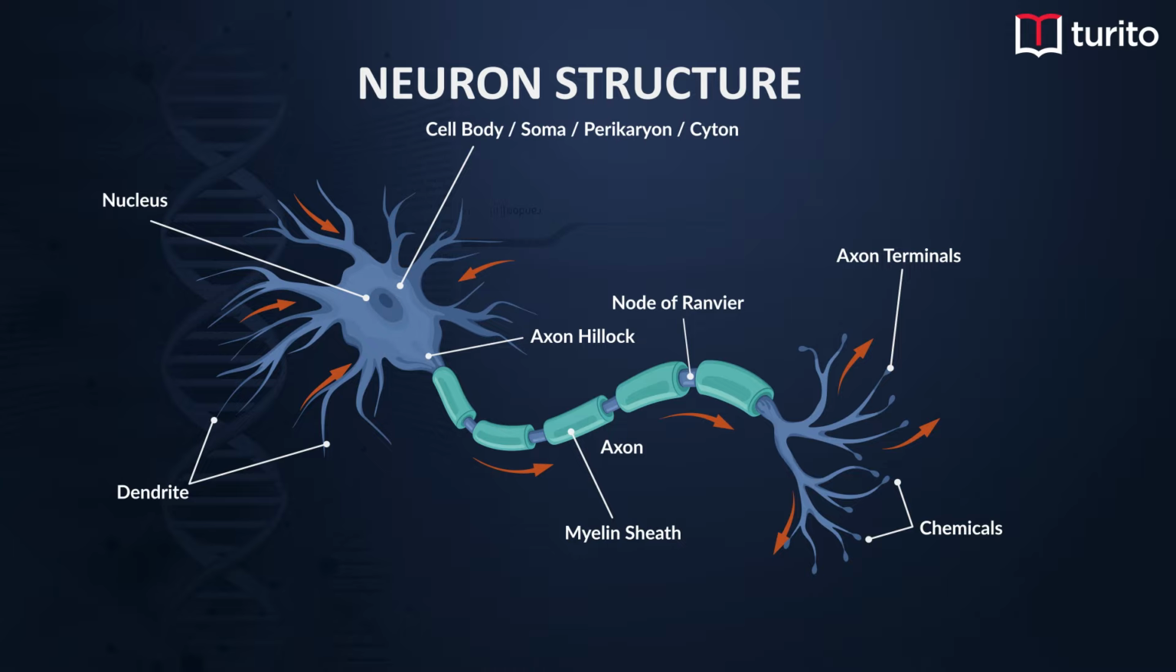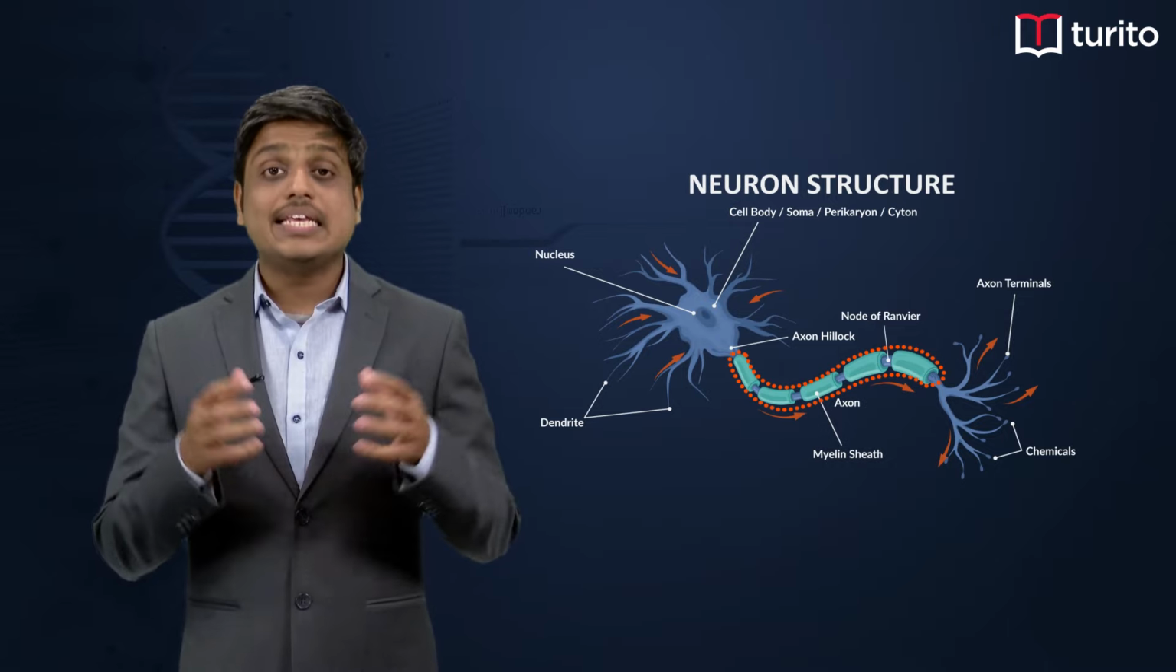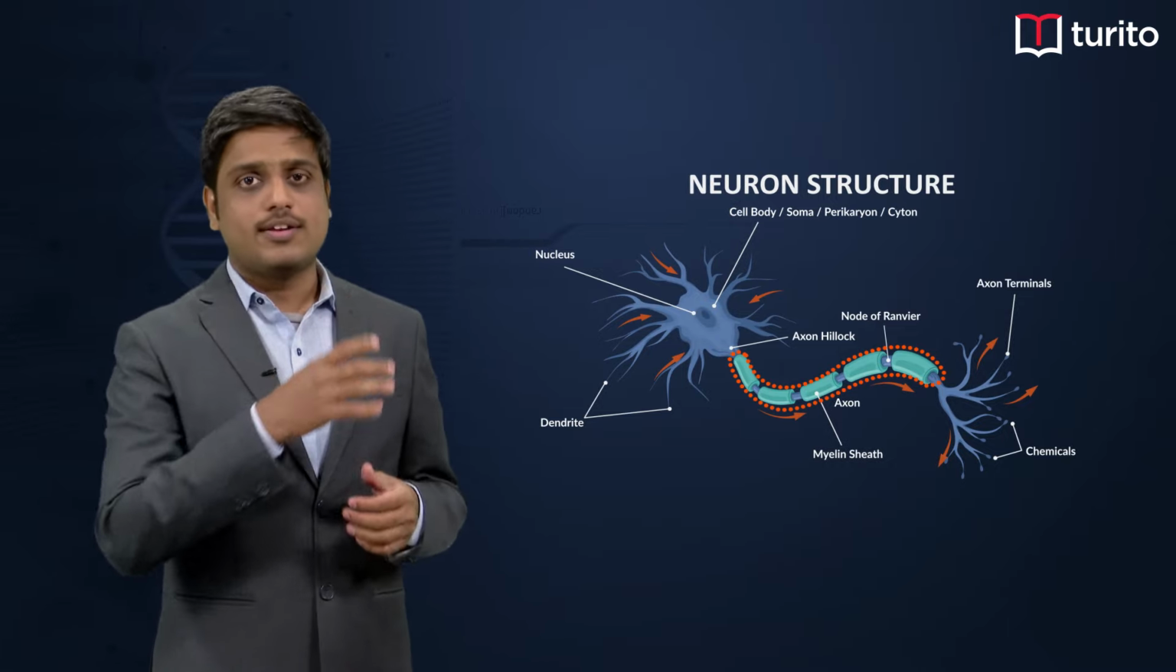And to talk more about the axon, the cell membrane of the axon is called as axolemma and the cytoplasm present inside the axon is called as axoplasm. So the axon helps in conducting the nerve impulse from the cyton to the next neuron. These are the details about the structure of a neuron.